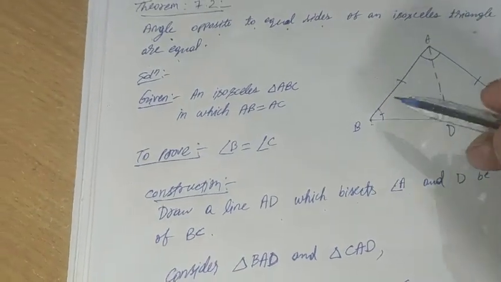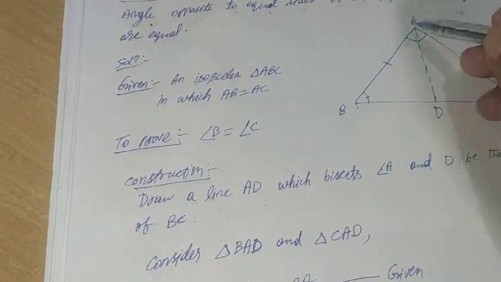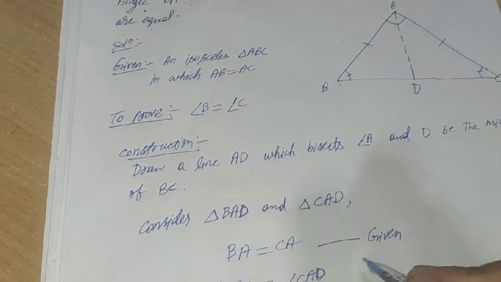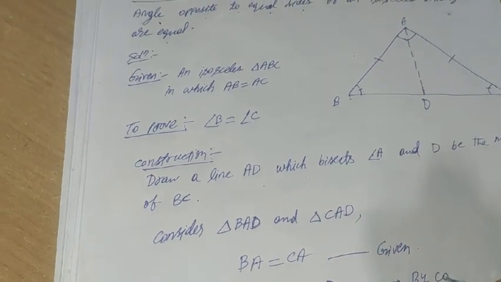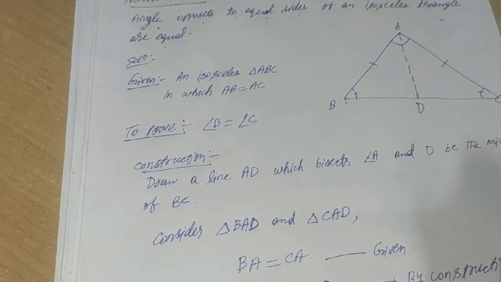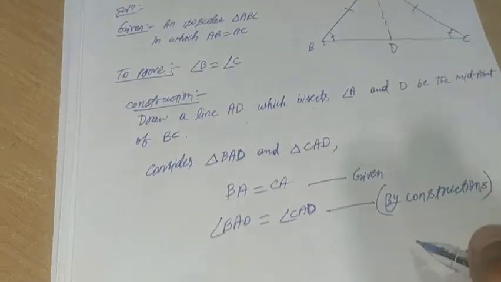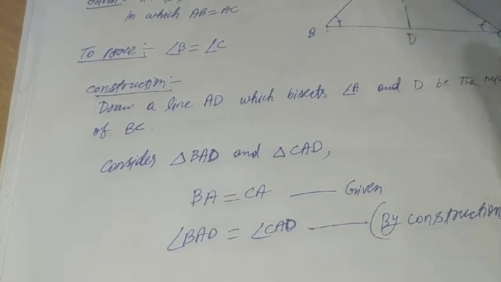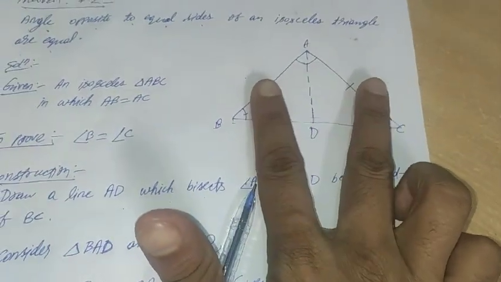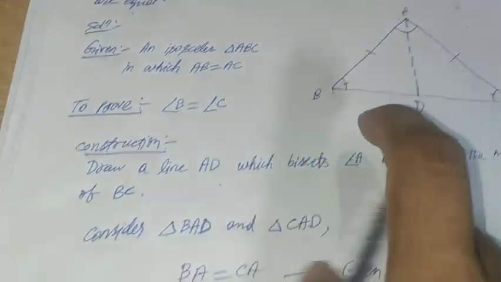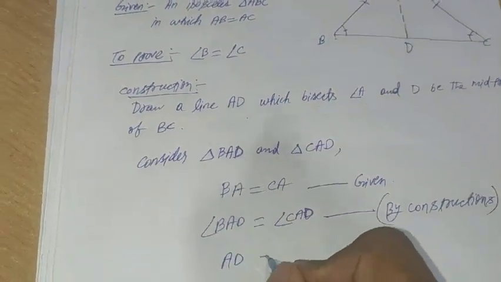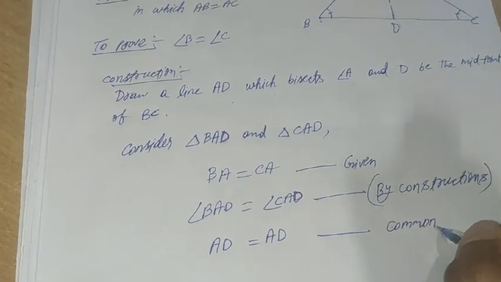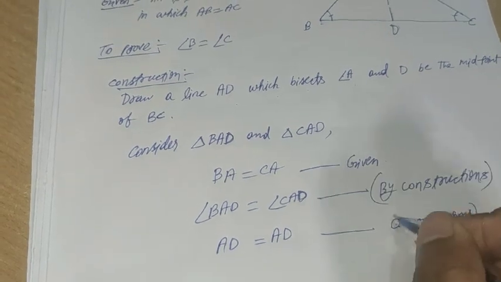Now angle BAD is equal to angle CAD. From where did we get this? By construction. Now, students, you have a common arm of these two triangles, AD. When you separate these two triangles, you will find AD and AD. These are common arms. AD is equal to AD, common sides.